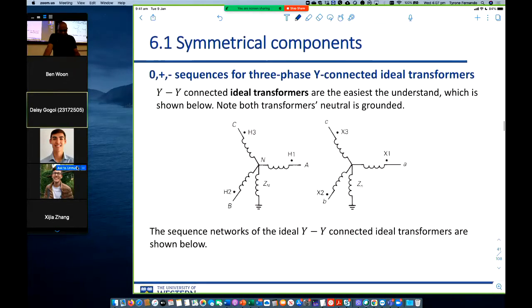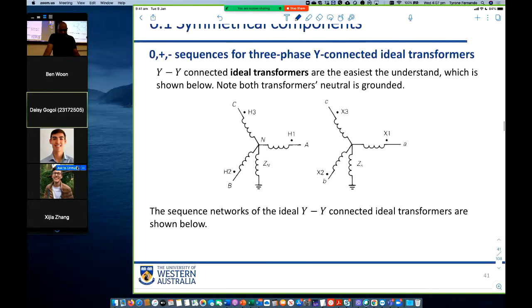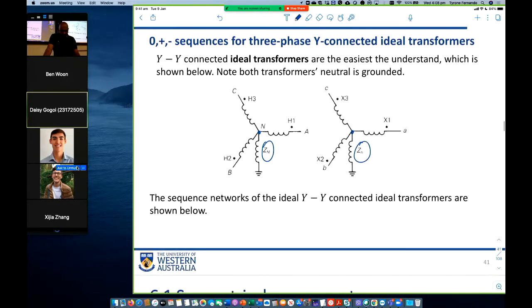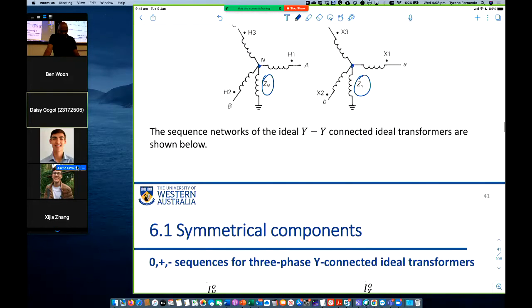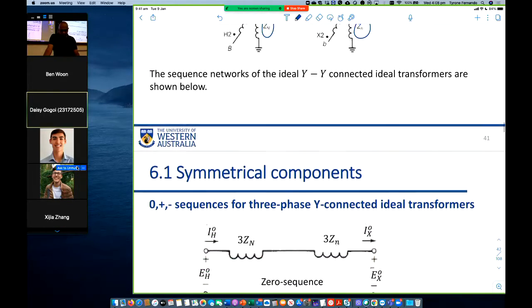All right, so here we are looking at a Y-Y connected ideal transformer, right? Y-Y connection. The Y-Y connected ideal transformers are the easiest to understand, which is shown below. The neutral point here on the primary is connected to ground through Zn. A neutral point on the secondary is also connected to ground via Zn. The sequence networks for the Y-Y ideal transformer are shown below. Z uppercase n and Z lowercase n.